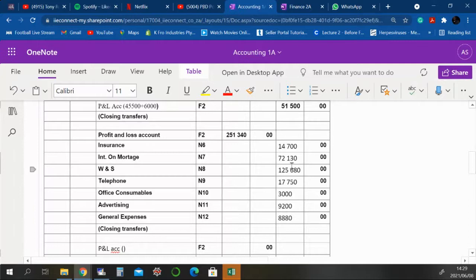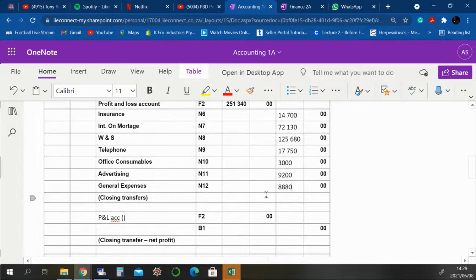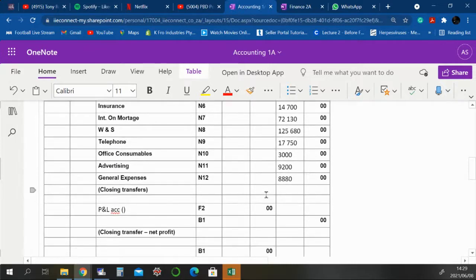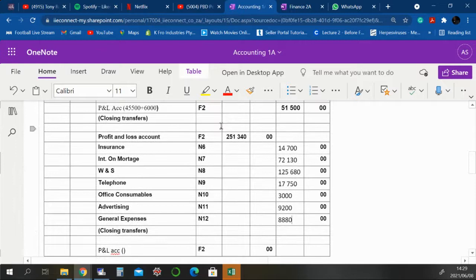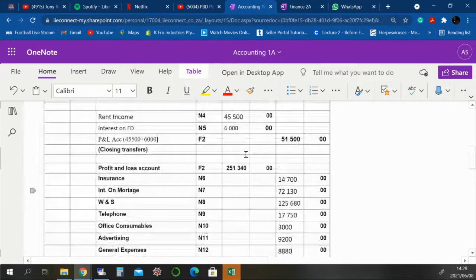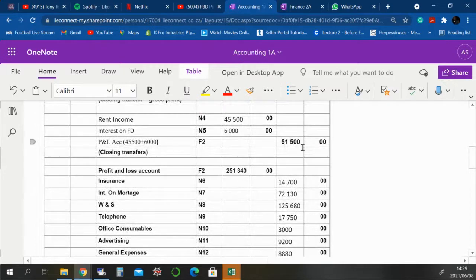Now we've closed off all our nominal account sections. If you add all these up, you'll get the 251,000. All our nominal account sections go to the profit and loss account. Again, we're asking ourselves, which one is greater? We look at the total on our expenses, 250. That's our debit side, versus the credit side where we've only got 51,000.